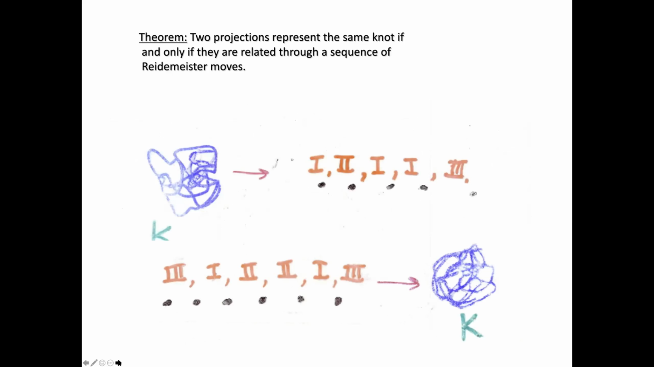So I have a diagram, I start with a knot here, and another diagram over here. If those 2 are the same knot, there has to be a sequence of Reidemeister moves, 1, 2, 3, 2, 1, 1, whatever, to get from one to the other. And if they are not the same knot, there is no sequence of Reidemeister moves to get from one to the other. This is a fundamental idea in knot theory that we're going to use just shortly.